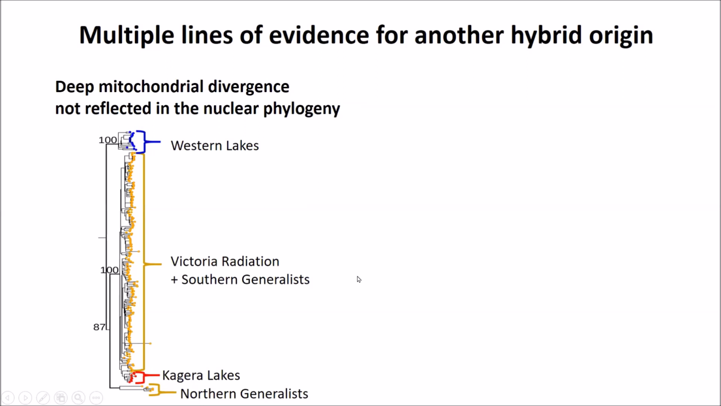So I can't go into details of all of the different lines of evidence we have, but I just want to highlight two of them. Mitochondrially, the northern generalists, which are very closely related in the nuclear phylogeny, show very deep divergence from the Victoria radiation cichlids. So mitochondrially, they're very distant, but in the nuclear phylogeny, they're very close.